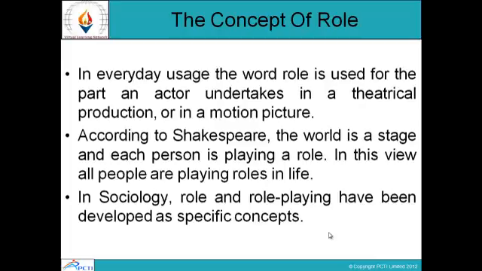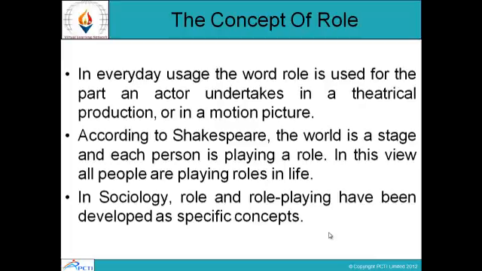In everyday usage, the word role is used for the part an actor undertakes in a theatrical production or in a motion picture. According to Shakespeare, the world is a stage and each person is playing a role. In this view, all people are playing roles in life. In sociology, role and role playing have been developed as specific concepts.